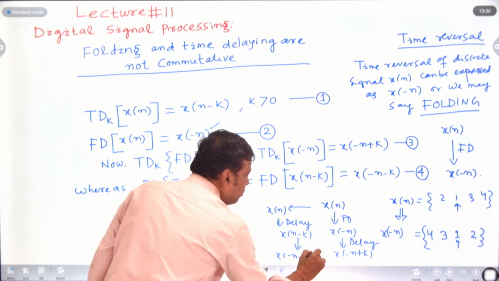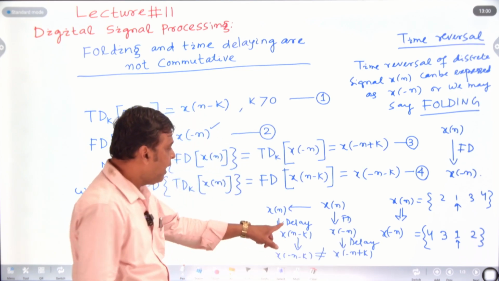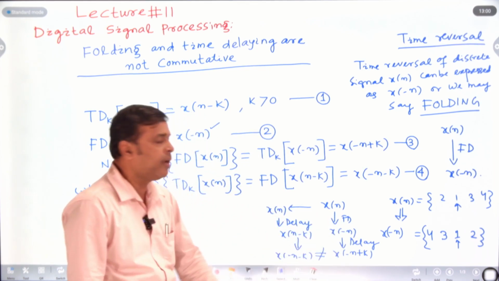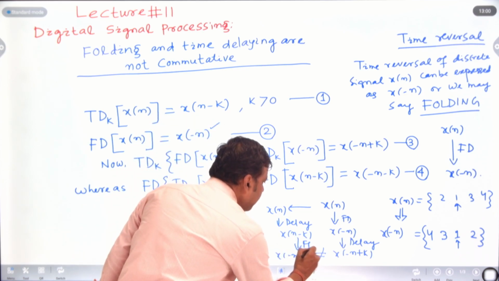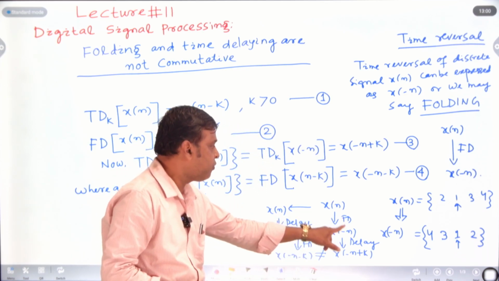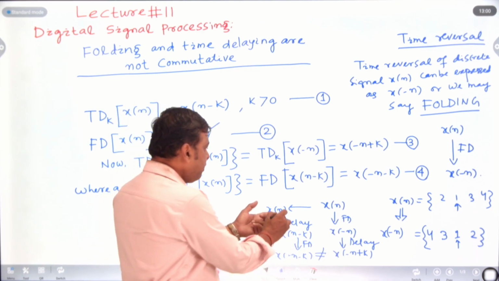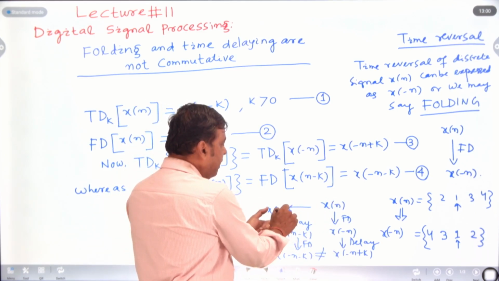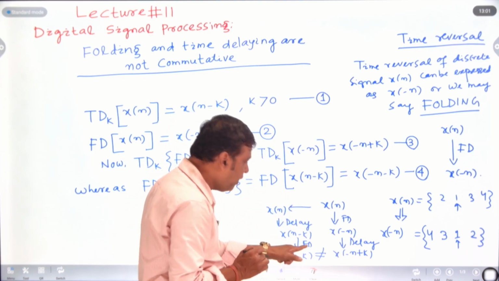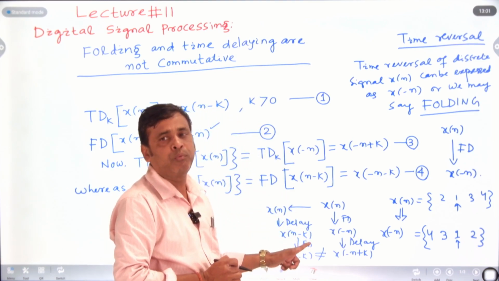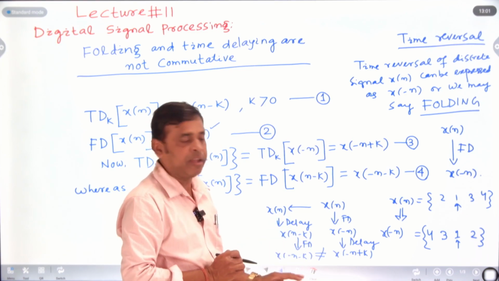And this is not equal to the same. So delaying and folding is not the same as folding and delaying. This is your delaying and this is your folding. Your original signal x of n is given. First you delay by k units of sample, k is positive, x of n minus k. Then you fold it. Fold means in place of n you will put minus n. It becomes x of minus n minus k.